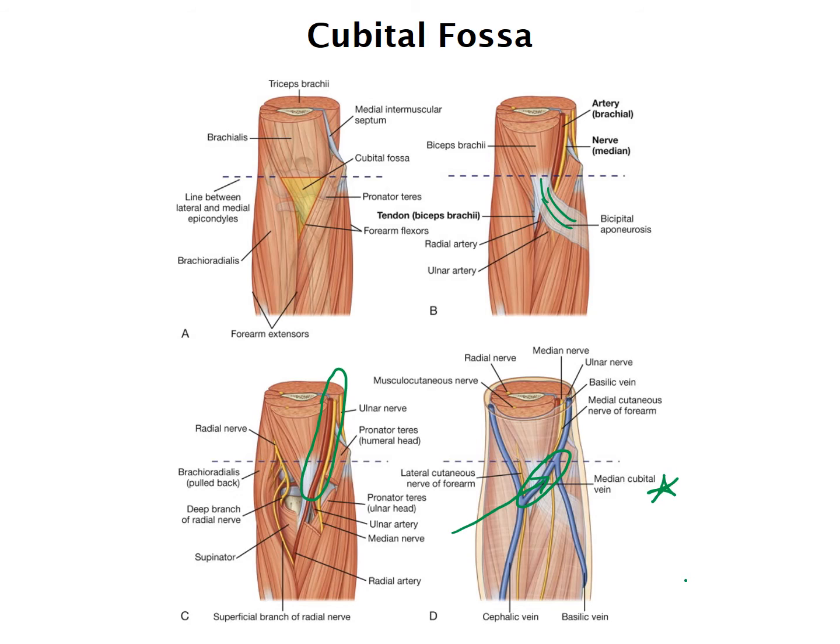And lastly, I would like to point out that the radial nerve, shown here, also courses through the cubital fossa along its lateral boundary, between the brachioradialis muscle, shown here, and the deeper brachialis muscle, shown here.